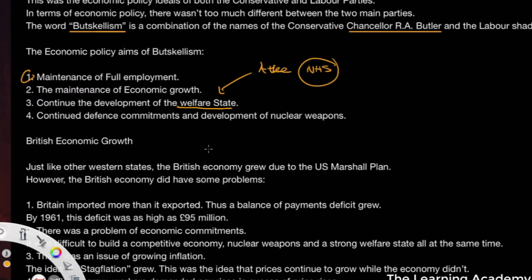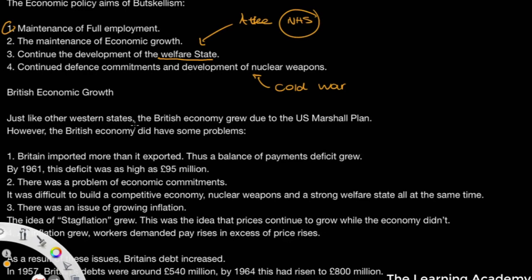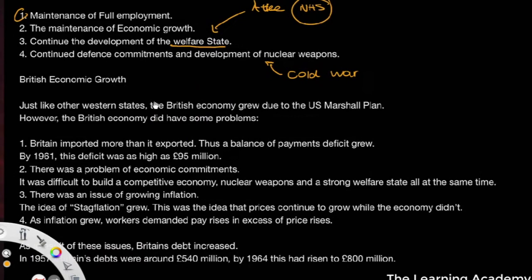And there was also a shared value on the continuation of defence commitments and the development of nuclear weapons. We can see this as an aspect of the Cold War. So the Cold War was really ramping up at this period of time, and so Great Britain was part of this coalition with the United States and the rest of effectively NATO to develop nuclear weapons. That's not to say that all NATO members developed nuclear weapons, but this East versus West dynamic within the Cold War, which we'll talk about when we talk about foreign policy, was something that heavily influenced British policy.